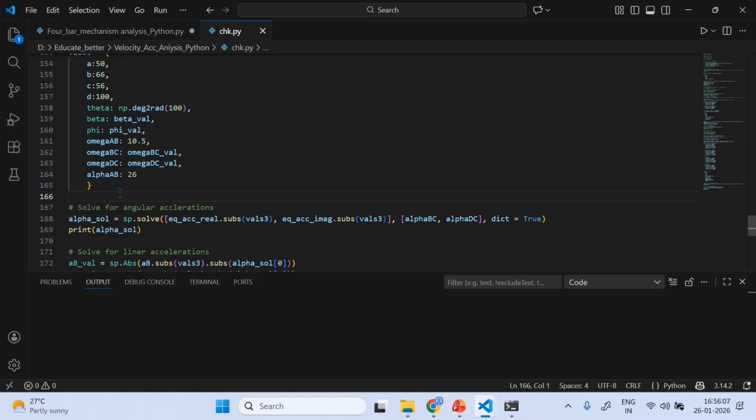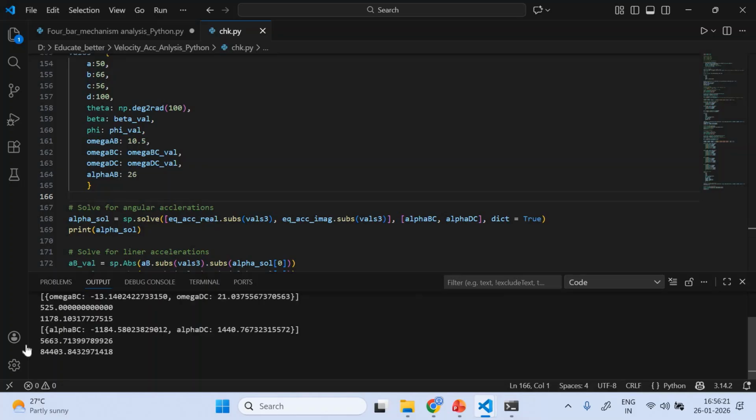Now if you run this, you can observe the changes in the linear velocities and accelerations. Now you can see here the linear velocities of point C, they are changing significantly, right? Similar iterations you can perform and you can observe the different values of velocities and accelerations.